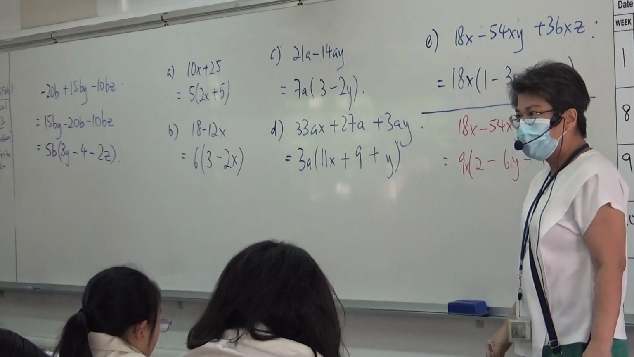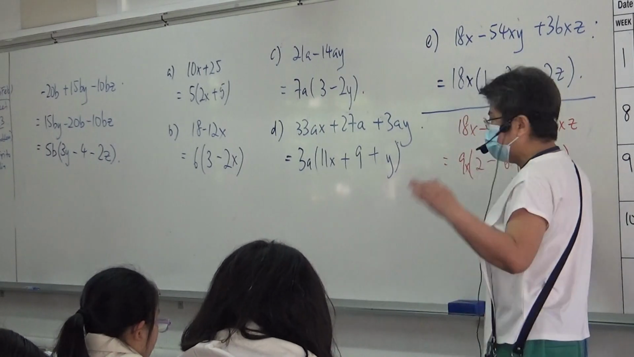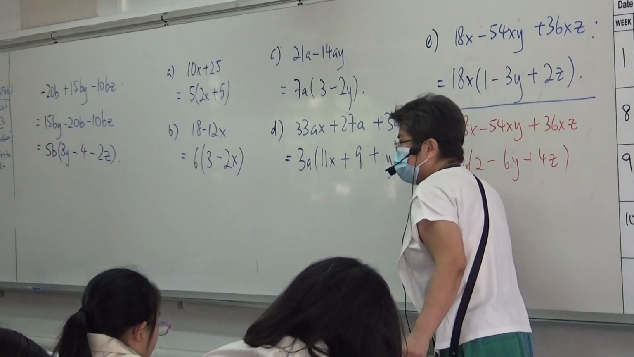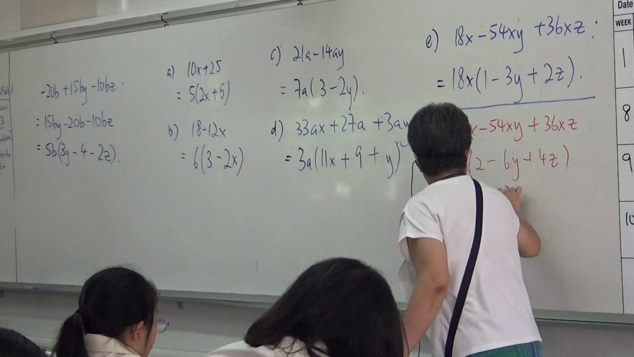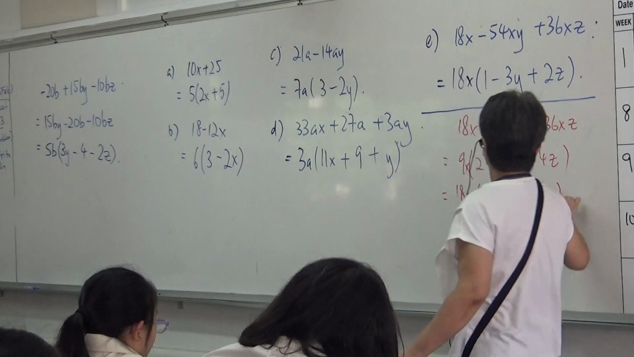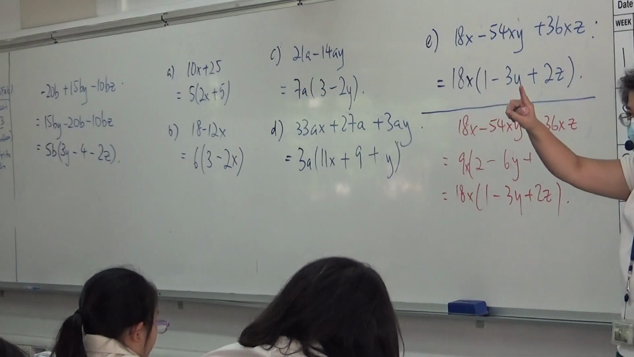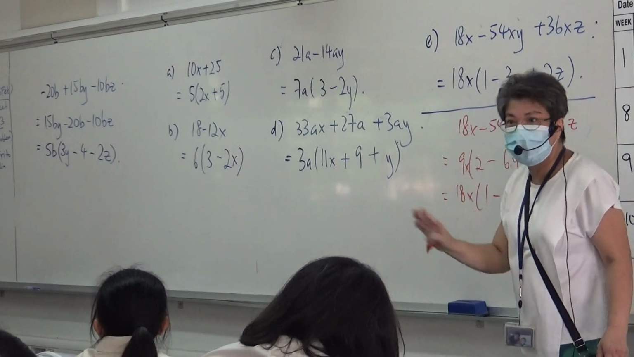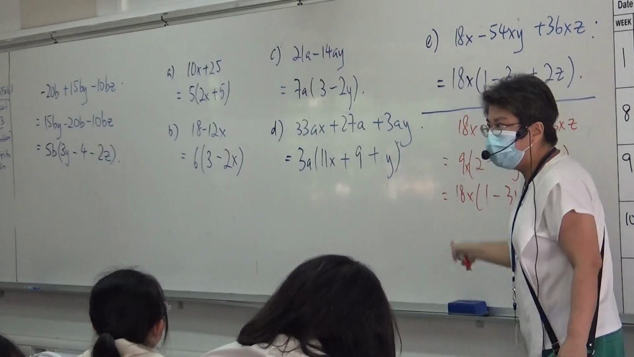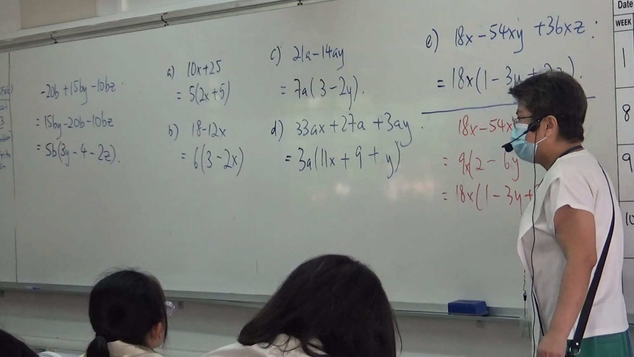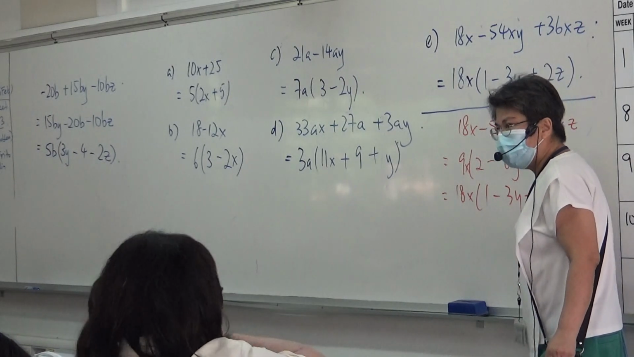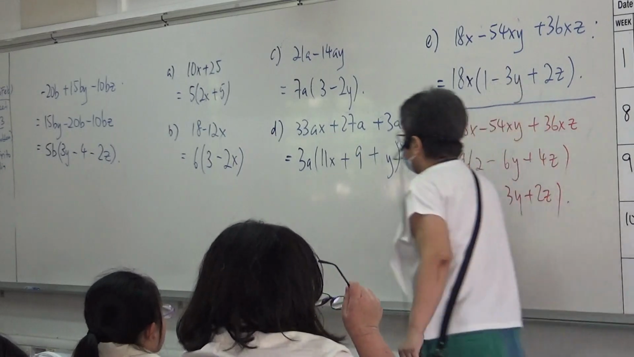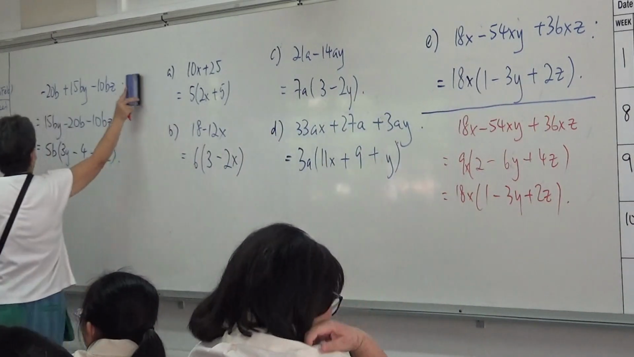Then 9 so what? 4z, right? But can you see 2, 6, and 4? I can still take out 2. So if I take out 2, I multiply here, so what is it? 18. So 1, 3y, 2z. Ultimately it's the same. Even if you take out 6, or 3, it doesn't matter. But finally, it must be this one. If not, it's called incomplete factorization. Are you all clear with what I'm saying here? Okay. Next example.